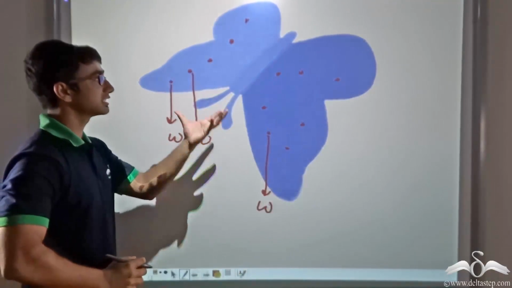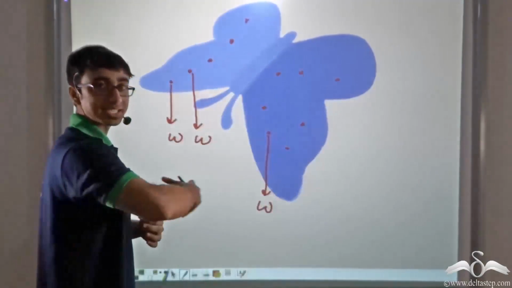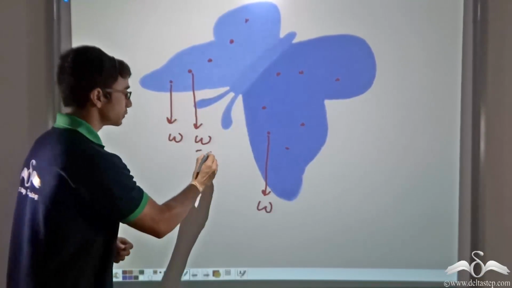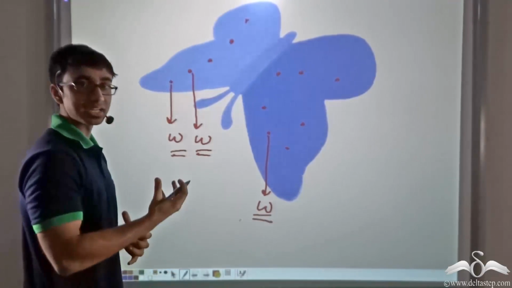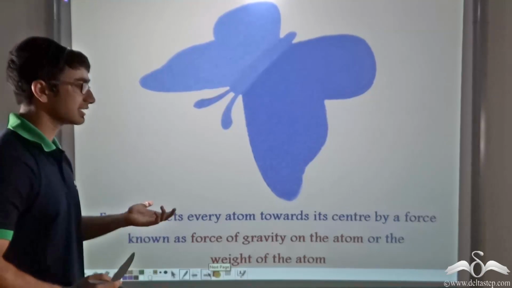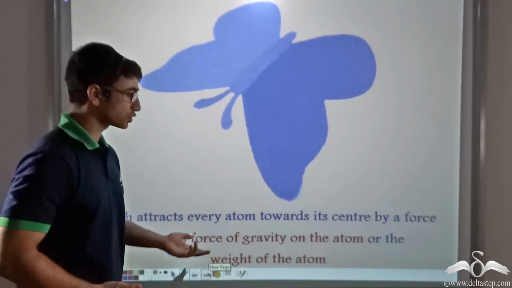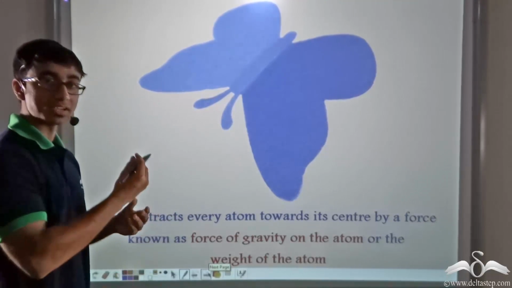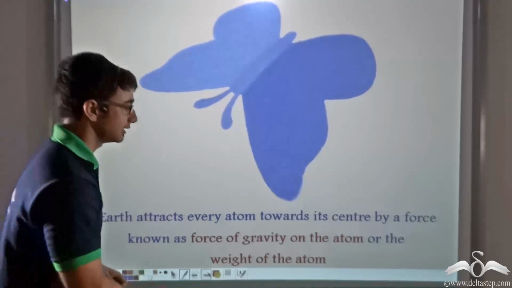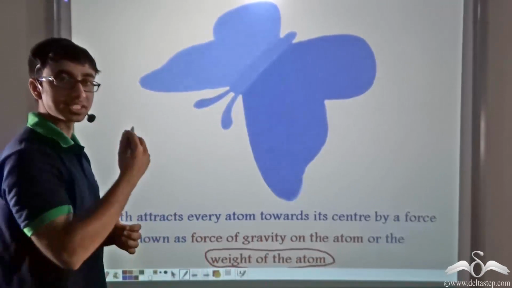So when we consider this paper butterfly as a whole, it is not only that this entire object as a whole has a weight, every atom also has a weight, and this weight is due to the Earth's gravitational pull. Thus we can say that the Earth attracts every atom towards its center by a force which is known as the force of gravity. This force of gravity acts on every atom present on this particular object, and it can be considered as the weight of the given atom.